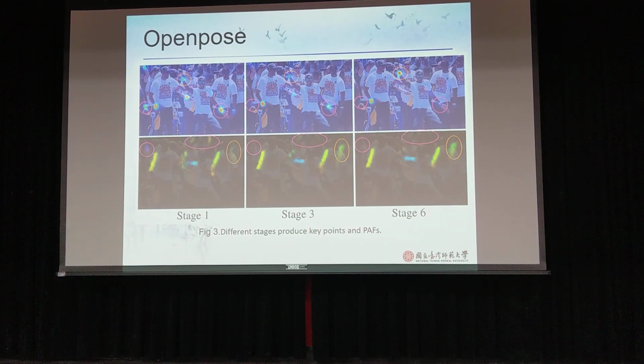Let's refer to the following image. Figure 3 illustrates the maps generated by the first, third, and sixth stages. The top row in Figure 3 represents the confidence map for the right wrist, while the bottom row represents the PAF for the right upper arm. It can be observed that in a complex background with multiple people, through multiple adjustments, the positions of the arm and wrist, which might have been initially misjudged, are gradually corrected in both key point and PAF.